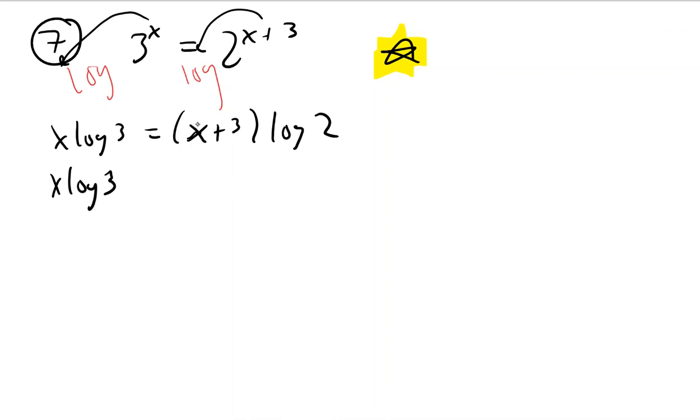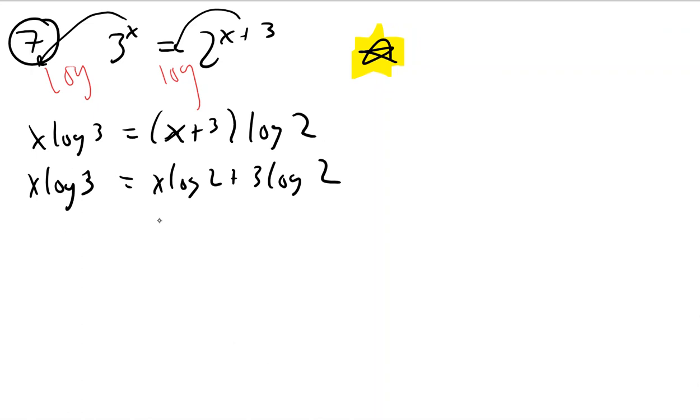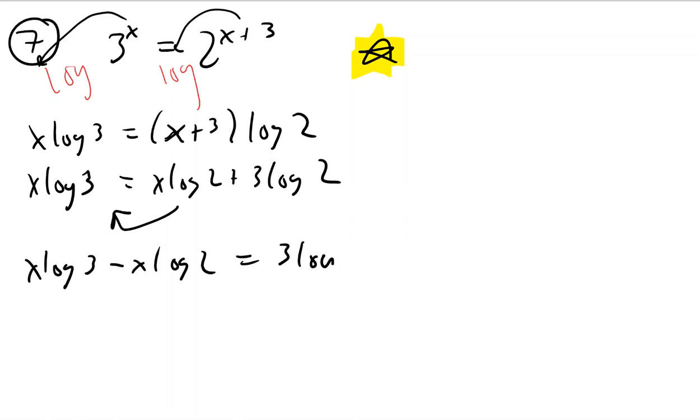If you're ever going to solve for this x, you need to distribute this. Log of 2 is just a number. So log of 2 times x, log of 2 times 3. If you're going to solve for x, you need all the x's to be on one side. It's called isolating your x. I'm going to leave this over on the right because it's just a number.